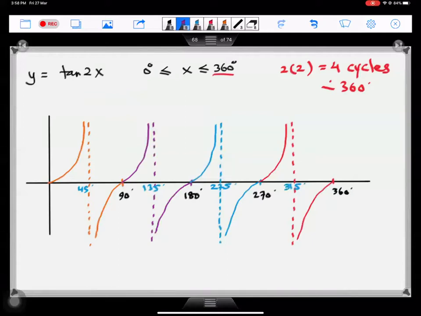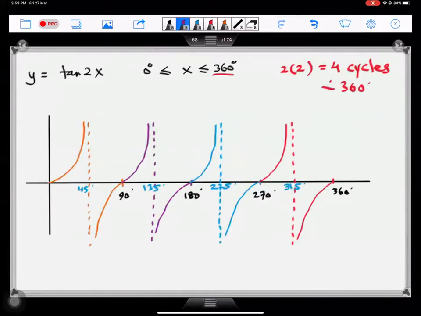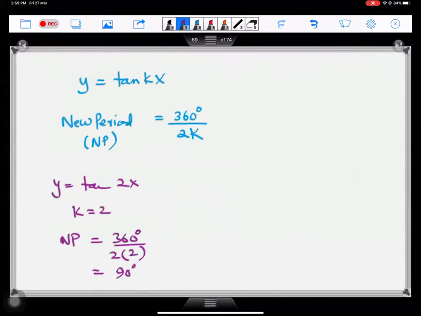Now, some people also raise this question. Can we write this as k cycles in 180? Of course you can. But since the examiner has a rule of asking most of the questions for 360 degrees, to align our thinking along the same pattern as that of sine and cos, we make this rule so that we feel a differentiation. Sine kx, k cycles in 360. Cos kx, k cycles in 360. But tangent kx, 2k cycles in 360 degrees.